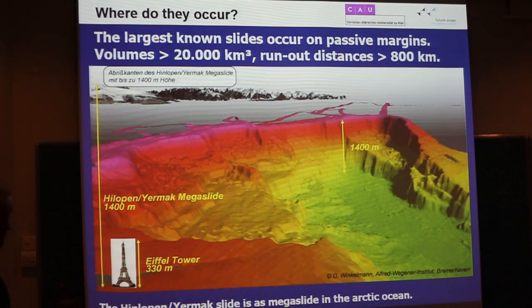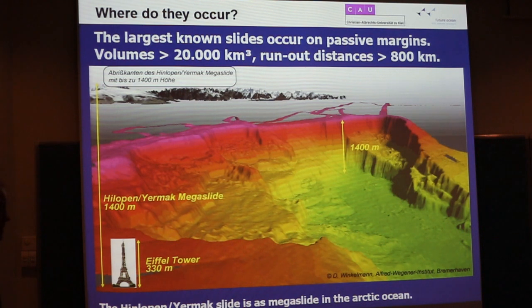It's on a passive margin, as mentioned before. The largest known slides occur on passive margins, and here you get an estimate of the volume of more than 20,000 cubic kilometers, really a lot. Runout distance is maybe more than 800 kilometers. And this is an impressive example where you see the height of the head wall, which is about 1,400 meters, in comparison with the Eiffel Tower. So it's a very high head wall and a very dramatic and very large landslide.